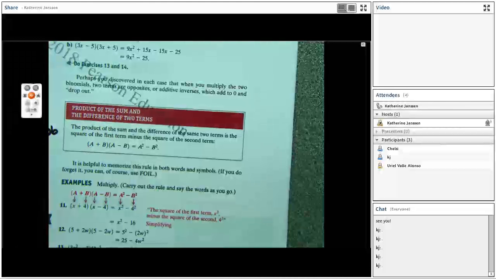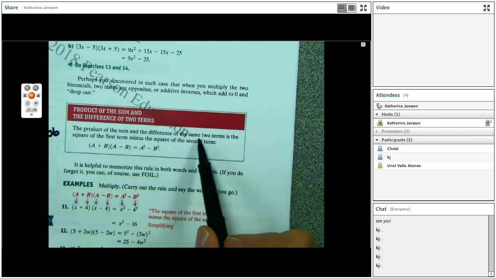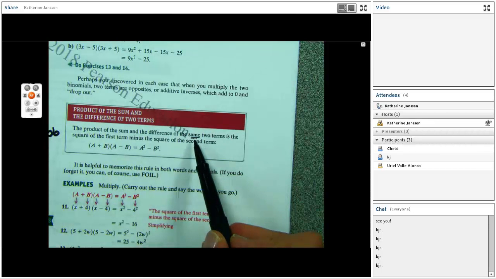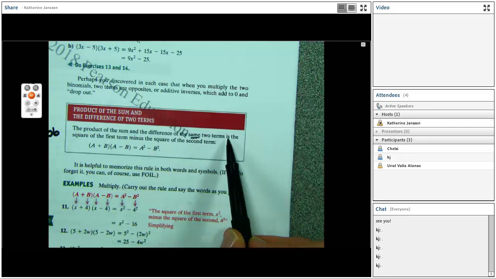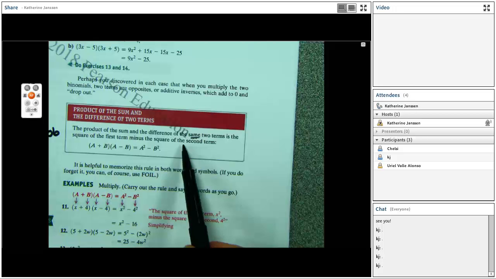The product of the sum and the difference of 2 terms. The product of the sum and the difference of the same 2 terms. That's key. Remember, FOIL, the terms are not the same. We're looking at a special case now in our binomials where we have the same 2 terms. It's going to be the square of the first term minus the square of the second term.